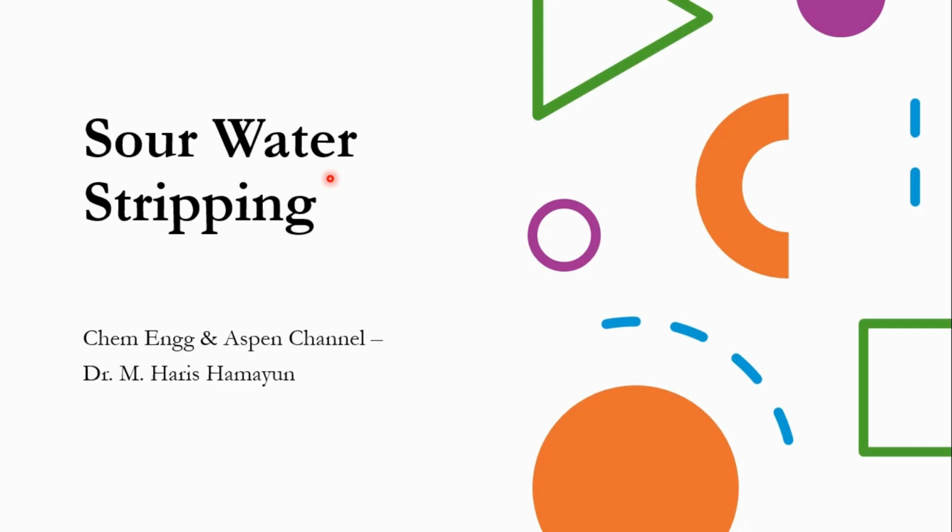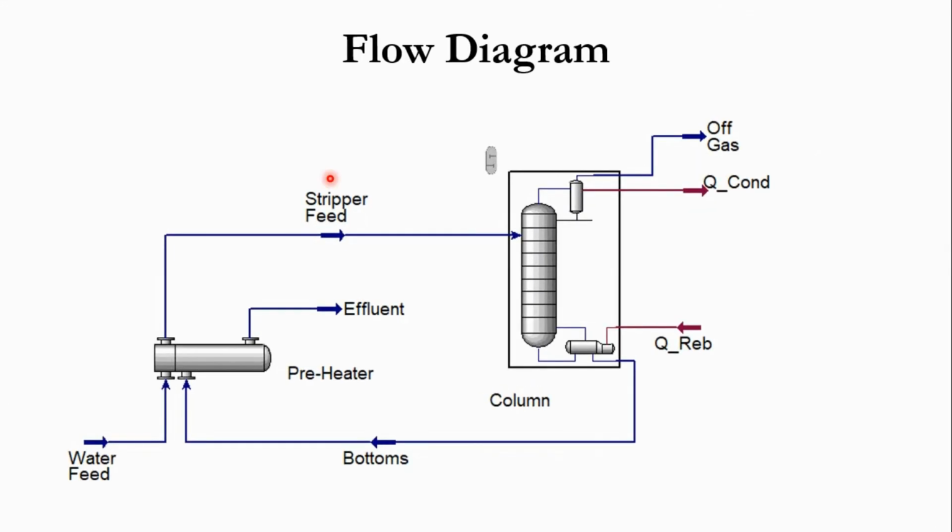In today's video, we will simulate an important industrial process, which is sour water stripping, and we will be using the Aspen HYSYS software for the simulation of this process. So before going to Aspen, let's have a look at the flow diagram.